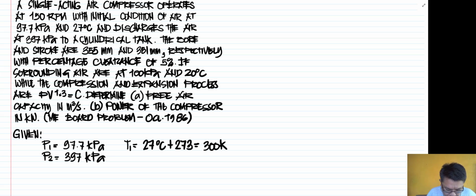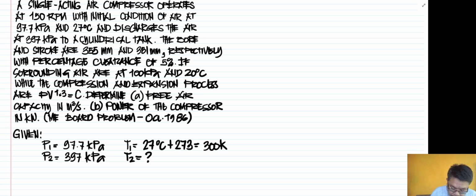Now you will notice here also we don't have your T2, so can you check? We have 20 degrees, that is the surrounding air temperature, so that will not be our T2. So our T2 here is unknown, as the problem does not state what our temperature is at the discharge stage or discharge point.